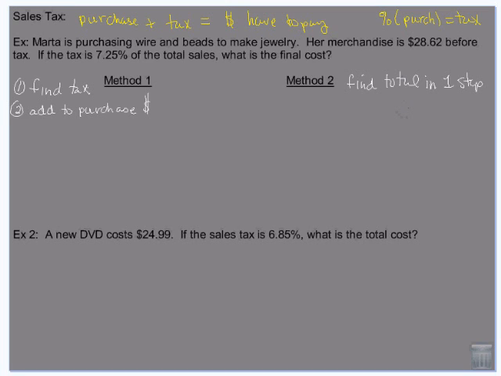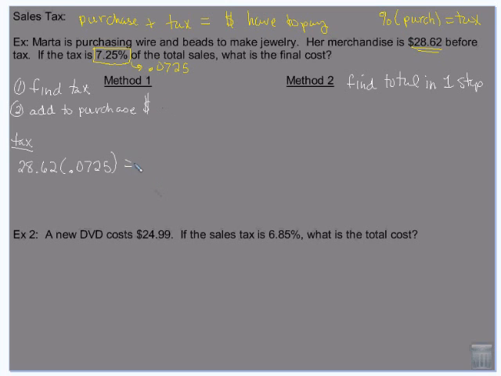All right. We have 7.25% tax. I'm going to move 2 decimal places over, so it's 0.0725. And the cost of the merchandise is $28.62. So to find the tax, I take that $28.62 and I multiply it by 0.0725. Okay, so $28.62.